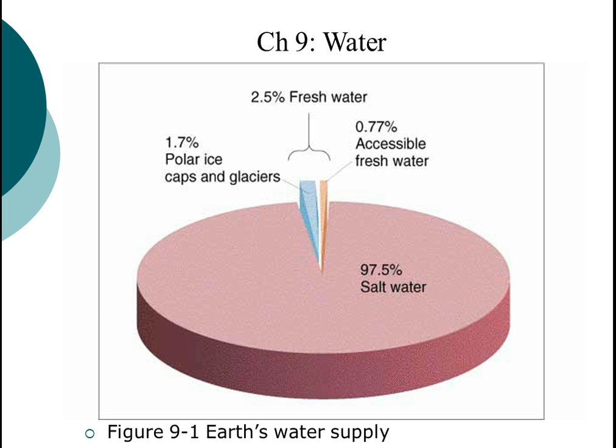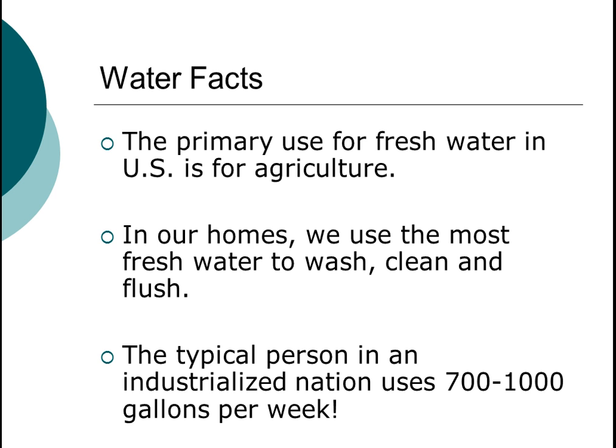Now, if you're saying, but it's all going to melt, well, that won't actually get us any more, because then it'll become salt water. It's going to run off into the oceans. But out of that 2.5% of fresh water, we only have 0.77% that's accessible for us that we can use and get to.